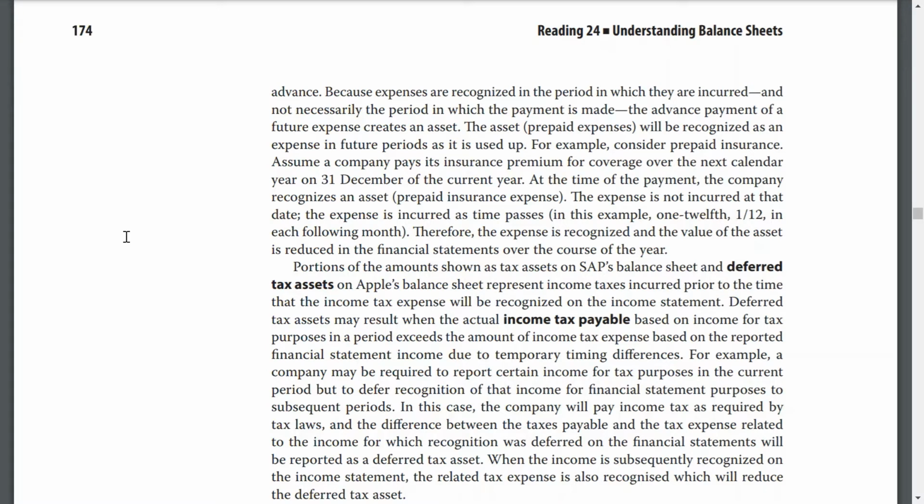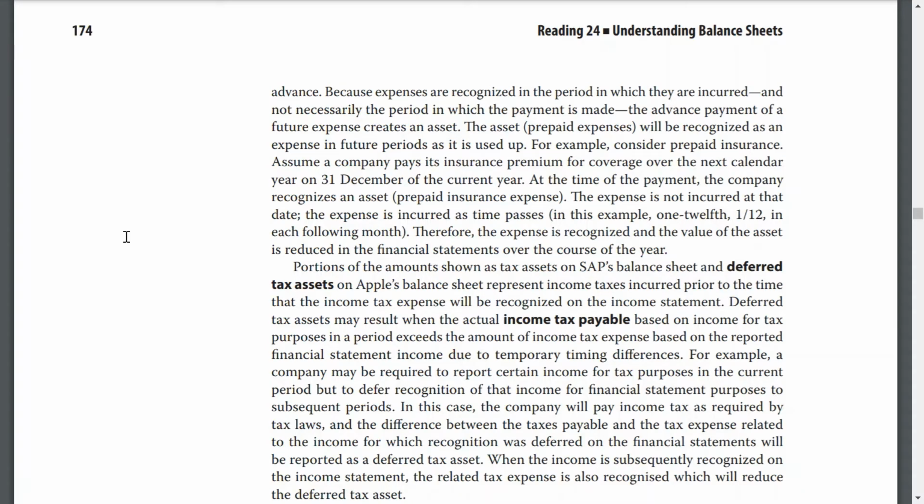For example, consider prepaid insurance. Assume a company pays its insurance premiums to cover the next calendar year on 31st of December of the current year. At the time of the payment, the company recognizes an asset, prepaid insurance expense. The expense is not incurred at that date. The expense is incurred as time passes. In this example, 1/12 is expensed in each following month. Therefore, the expense is recognized and the value of the asset is reduced in the financial statements over the course of the year.